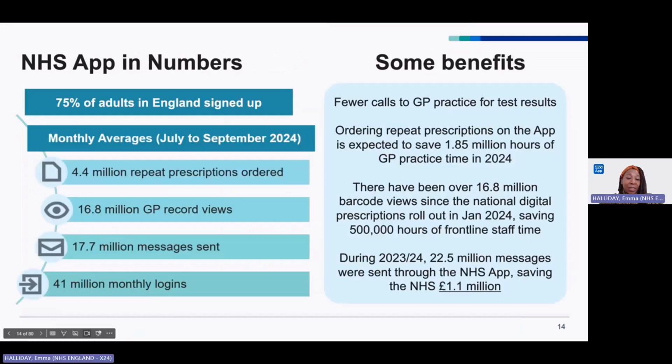We went through, Shankar took us through the data for London. So this slide is just nationally. I want to just point out a few things, that 75% of adults in England are signed up to the app, which is a really great percentage to be at. And we are climbing month on month, we're steadily growing the amount of usage we get. And some benefits that we've got are fewer calls to practice. It can be money saving with messaging, and also time saving with repeat prescriptions and digital prescriptions. And we'll touch on some of the benefits as we go through the slides as well.